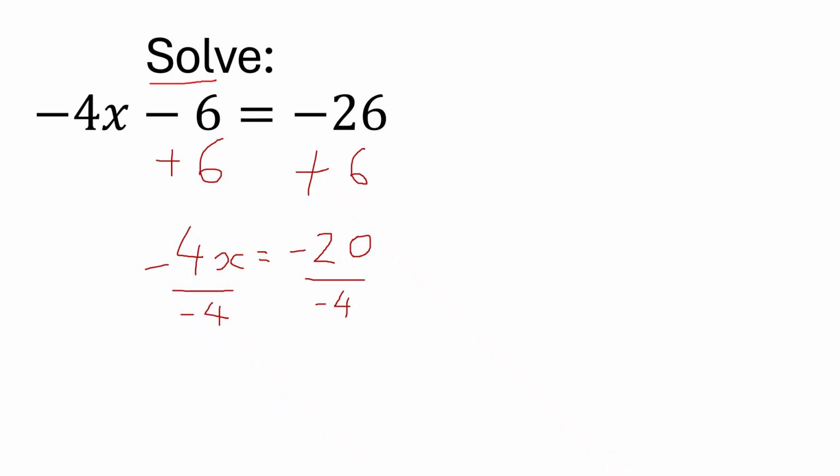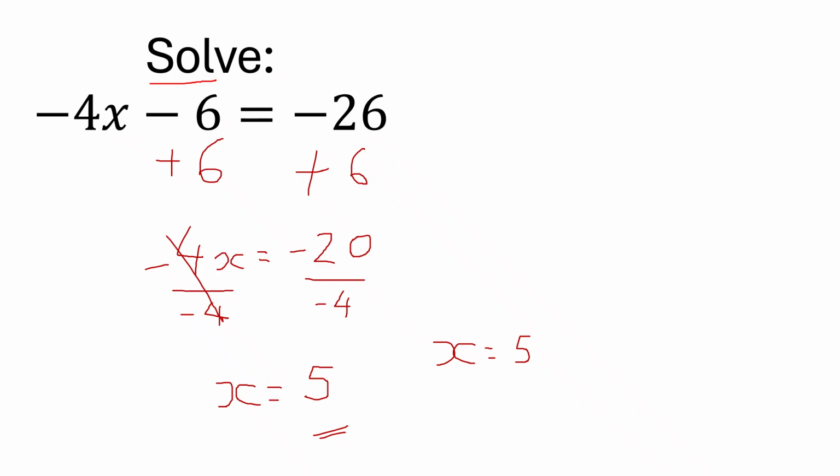Minus 4x over minus 4. So these minus 4s cancel. We get x equals minus 20 divided by minus 4. The signs are the same, so it's going to be positive. So plus 5 or positive 5. So x equals plus 5.